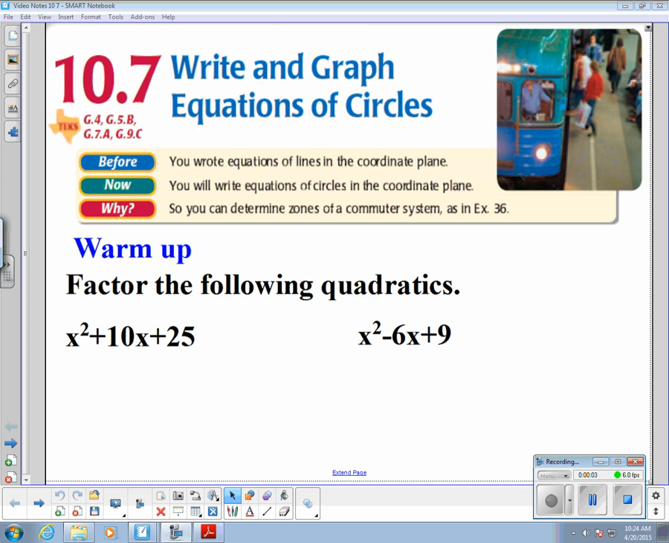Schroeder. Today we're going to be working on writing and graphing equations of circles. So still talking about circles, but now we're going to move into the algebraic part of it. And this is also part of your conic sections that you do in Algebra 2. So this is a great topic to get you ready for Algebra 2.